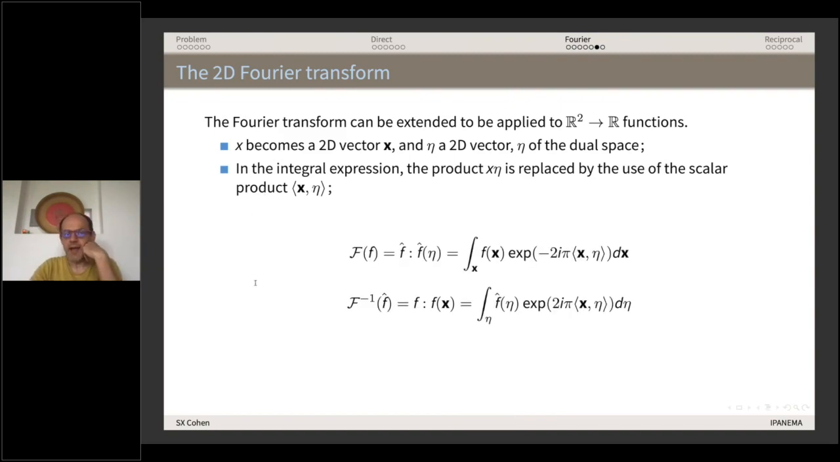Okay, and I can write it more or less the same. So you see the only difference: this is a vector now. That's the problem with my Greek font, it doesn't have bold, but this is a vector.